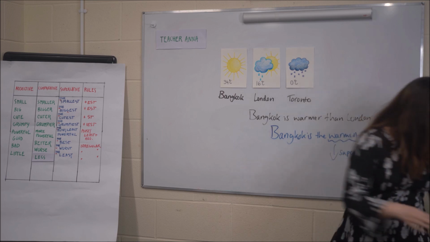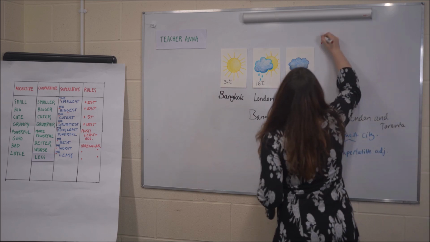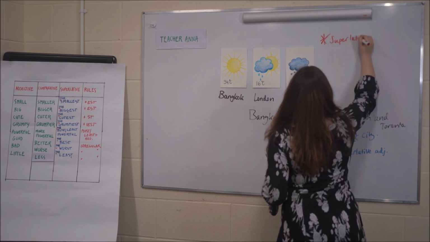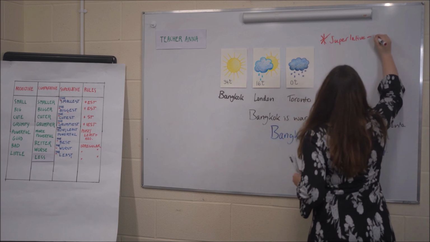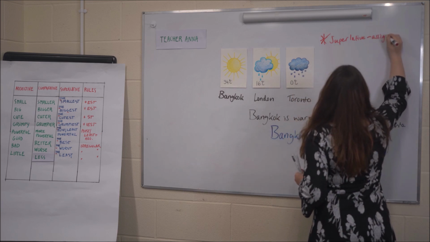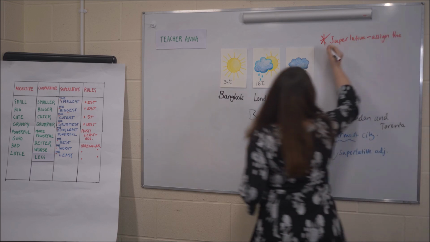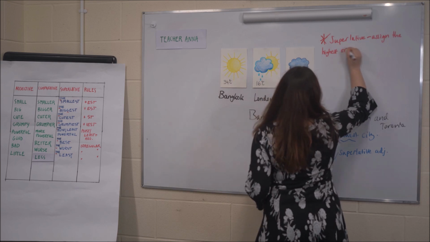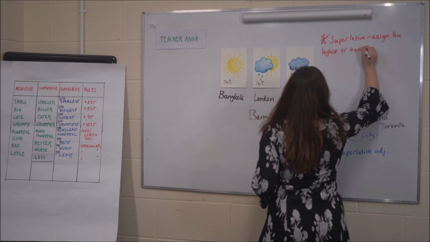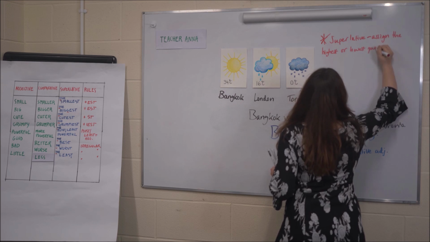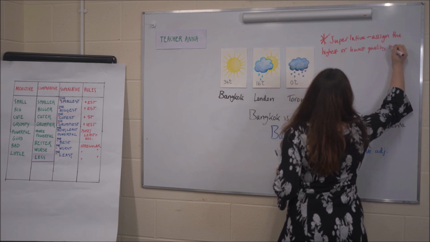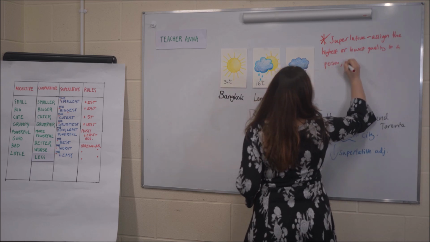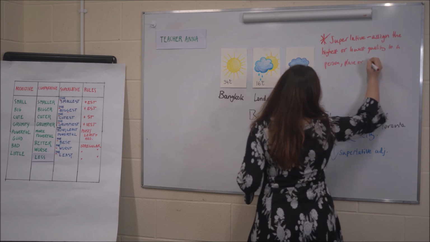I'll give you the definition now for the superlative. So, a superlative is when we assign the highest or lowest quality to a person, place, or object.